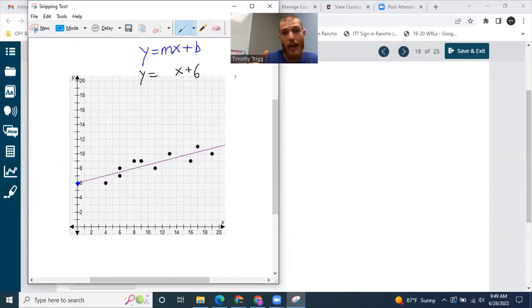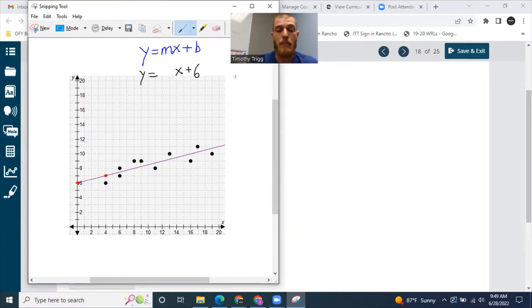Now, if the points are on the line, you can use them. But in this case, none of these data points are actually on the line. So we're not going to use any of those data points. What we can do is we have a surefire point right here at 0, 6. And then I can see on the grid lines, you want to pick another point that's more or less on the grid lines. I'm actually going to use red here. So let's see, I'm going to use this point here. And then if you see on the grid lines, there's another point here.